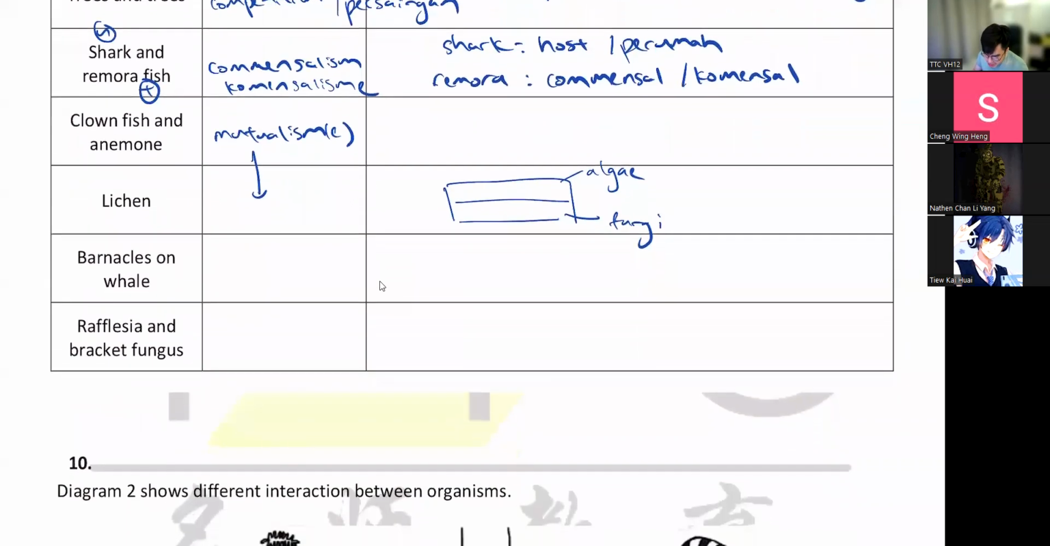So next, barnacles on whale. This is your commensalism. So the barnacle is the commensal. Whale is the host.